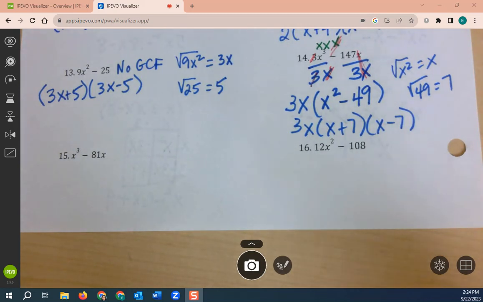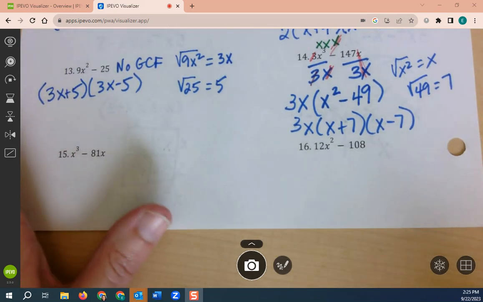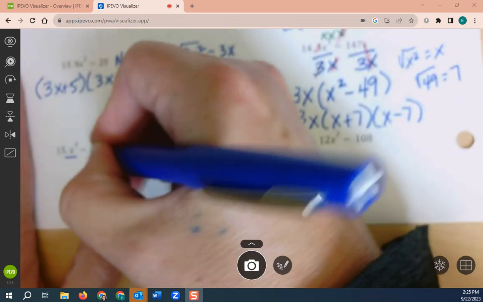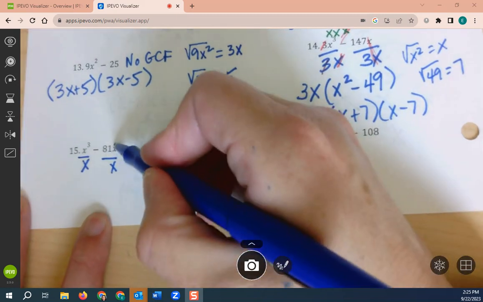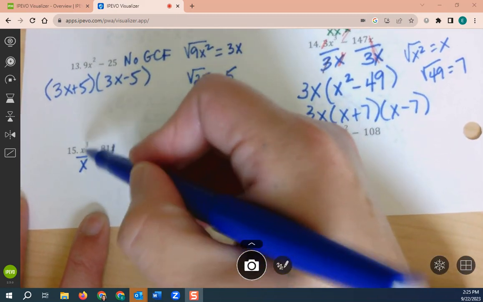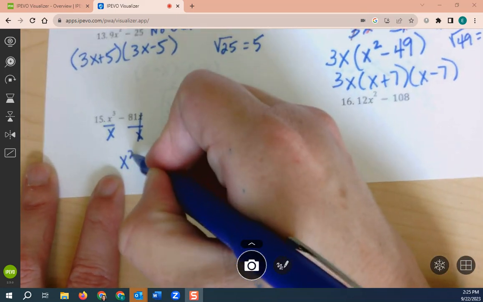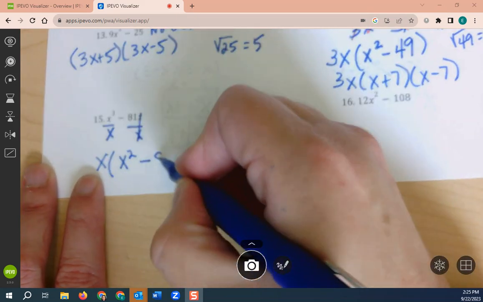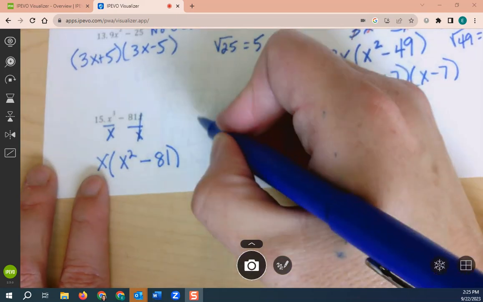If you're a little bit behind, just try to focus on the one I'm doing right now, and you can go back and look at the others. So I'm going to factor out x because they both have x. The first term does not have a number, so I don't have a number to factor out. I can see that these two are going to cancel. And here again, I have x to the third divided by x, and that's going to give me x squared with an x on the outside, minus 81.